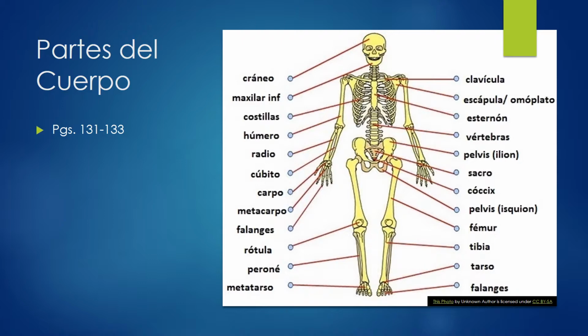Here we have just some skeletal vocab. Again, if you are going to be maybe a dentist or something like that, you probably wouldn't need to know all of these bones, but depending on what field you want to get into, I would focus on just those parts of the body for now.